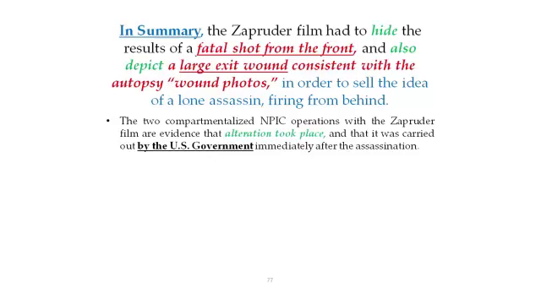Now, the two compartmentalized in-pick operations with the Z film and what happened to the film in between those two operations, which I've already discussed in depth, are evidence that alteration did take place and that it was carried out by the U.S. government immediately after the assassination. The Secret Service and the CIA were all over this film the weekend of the assassination. All over it. Intense interest was expressed. And the film went to a place where the capabilities surely existed to alter the film.